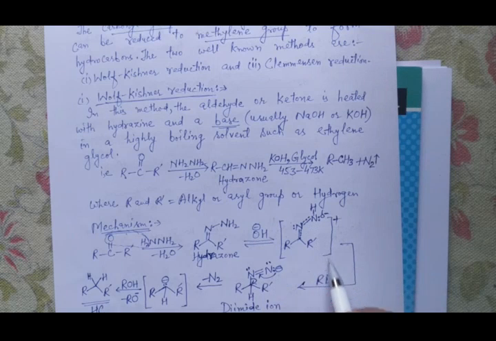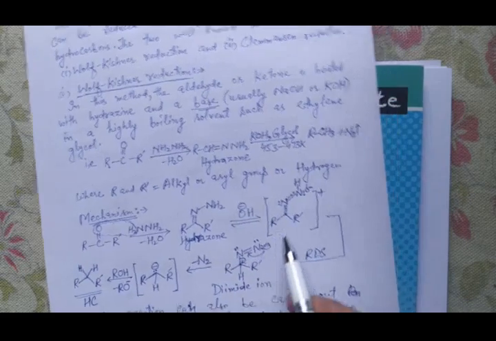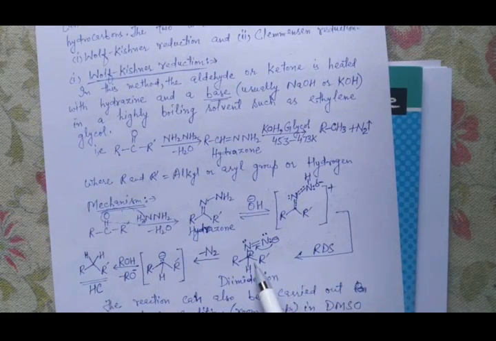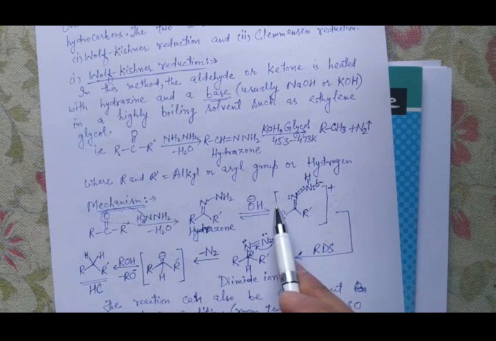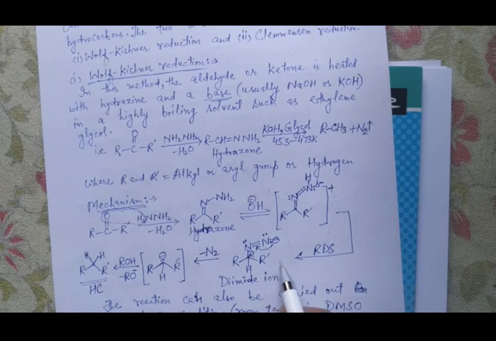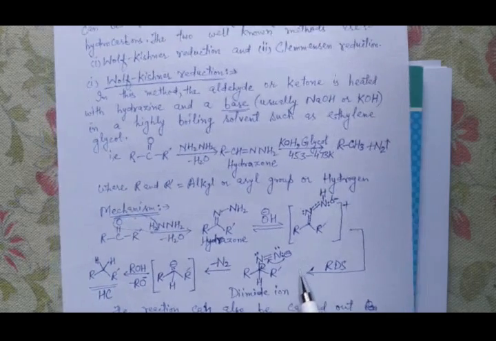Okay, and this is also the RDS, that is the rate determining step of this reaction, that is diimide ion formation, which is formed here. This is the rate determining step in Wolff-Kishner reduction. This can be asked as an MCQ in competitive examinations. The rate determining step in Wolff-Kishner reduction is the formation of this diimide ion.